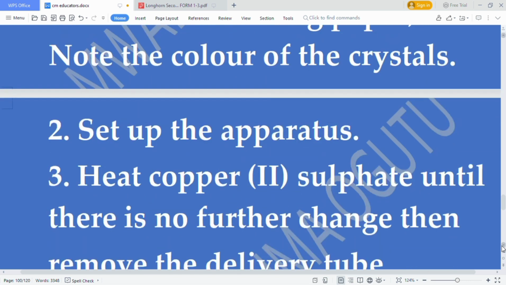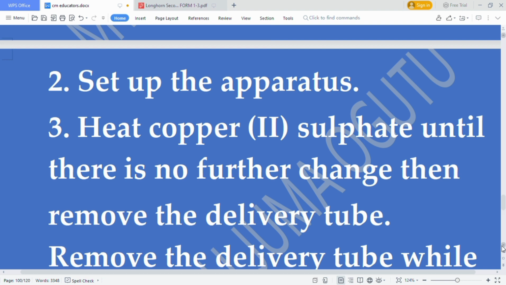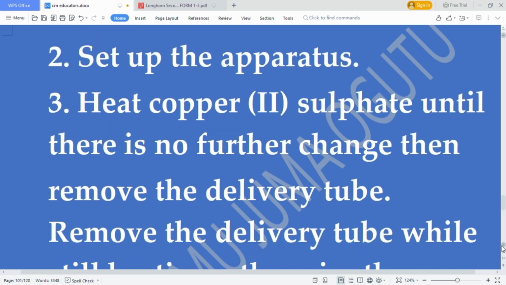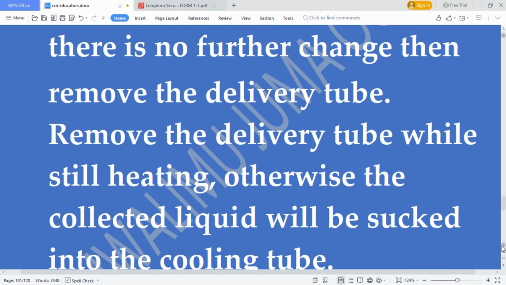Then we remove the delivery tube. So remember, as we are now setting up the apparatus, after heating, after you have noticed that there is no further change, we first remove the delivery tube while still heating, to prevent sucking back of the liquid that you have obtained. Otherwise the collected liquid will be sucked into the cooling tube.